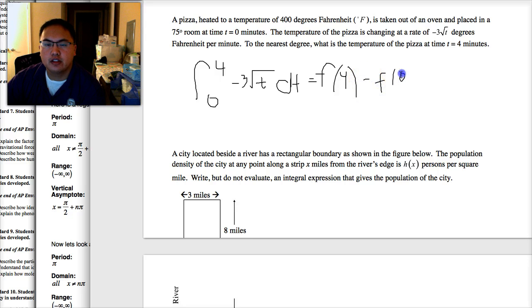Now, let's fill in what we know. What we know is that f of 4 is what we're looking for. It says, to the nearest degree, what is the temperature at t equals 4? If we're asking what's the temperature at t equals 4, what the heck is this quantity?